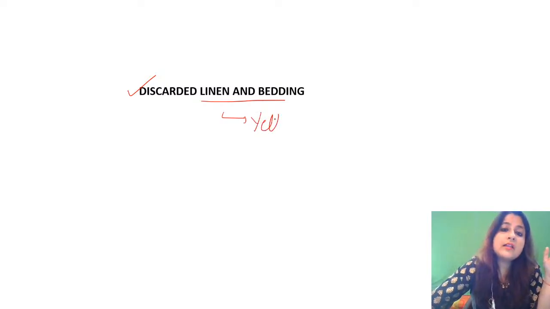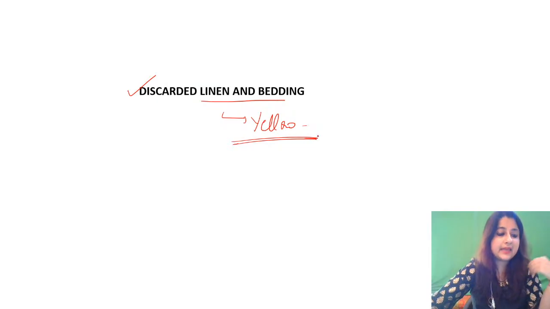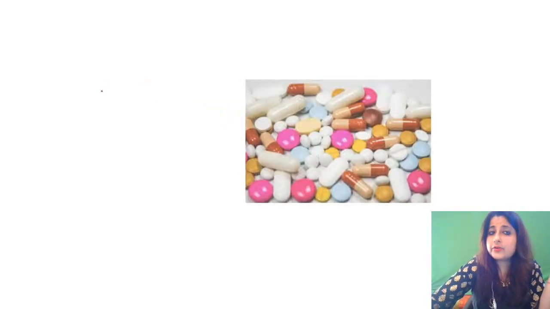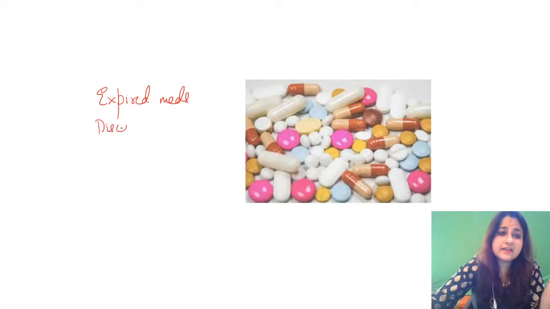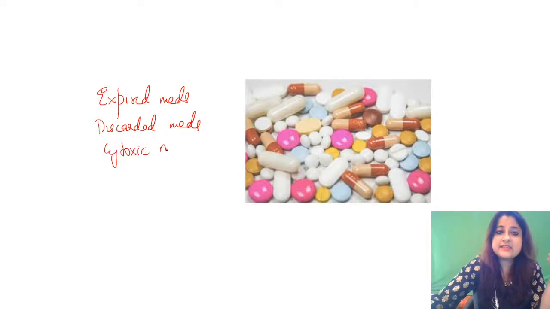What is this? Discarded linen and beddings from the hospitals. All this is going to go into a yellow color bag and then they will be incinerated. All right. Some other things. These could be anything. Expired, discarded meds. Okay. Expired meds, discarded meds. Or you could have cytotoxic meds. Okay. Cytotoxic drugs. All of this, they go into the yellow color bag.